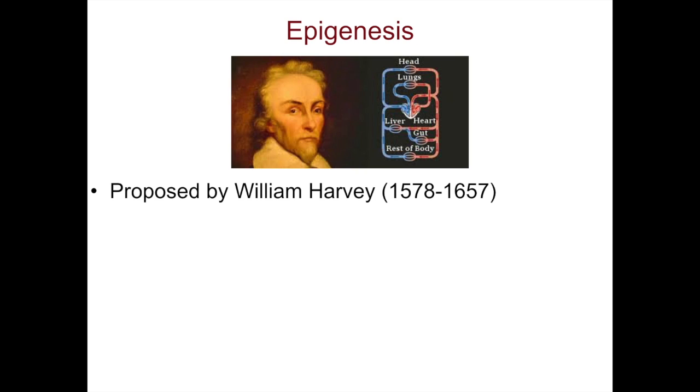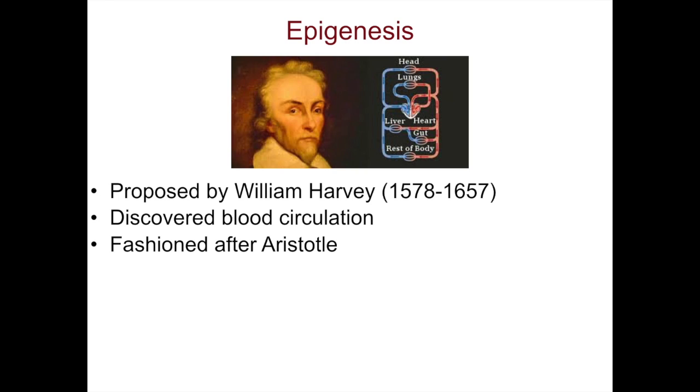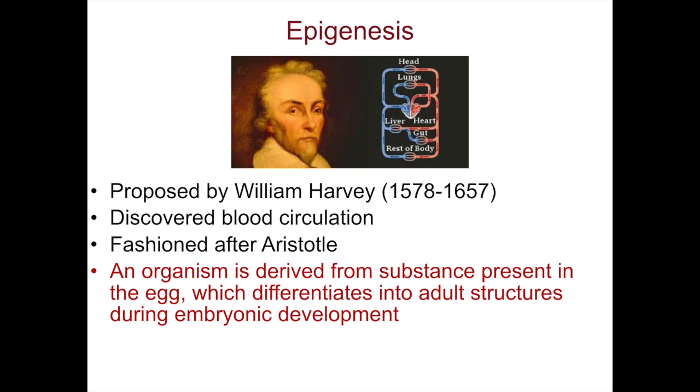An idea of epigenesis stood against the homuncular view. And this was proposed by William Harvey in the 16th and 17th century. He was famous for discovering how blood circulated. His ideas were fashioned after Aristotle, and he proposed that an organism is derived from a substance present in the egg, which differentiates into adult structures during embryonic development. This was a critique of preformationism, and would later form the basis for the Germ-Plasm Theory.